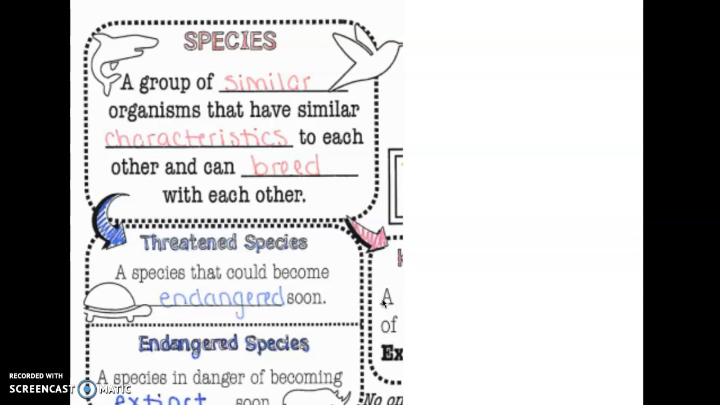When a species moves from threatened to endangered, we know that the population has continued to decline. There's something going on. We really need to watch them and put things into effect that help protect the species. Endangered species are at risk of becoming extinct.